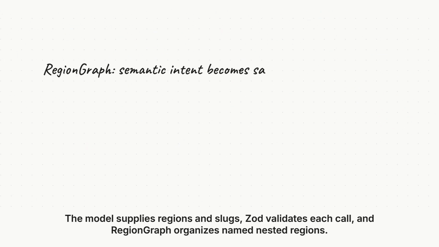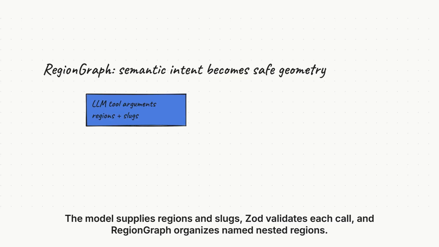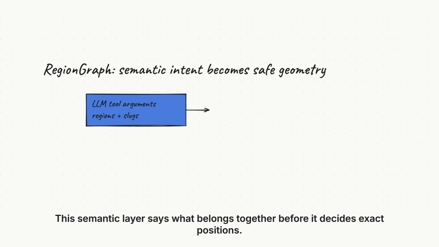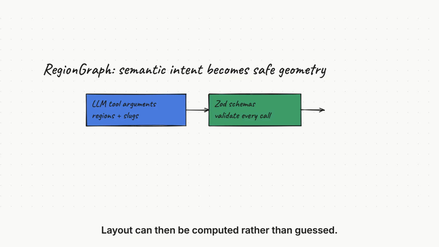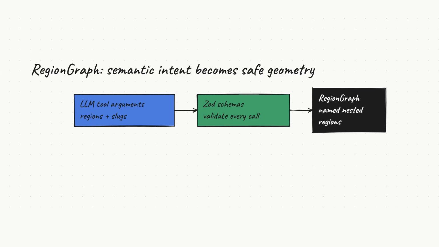The model supplies regions and slugs. Zod validates each call, and Region Graph organizes named nested regions. This semantic layer says what belongs together before it decides exact positions. Layout can then be computed rather than guessed.